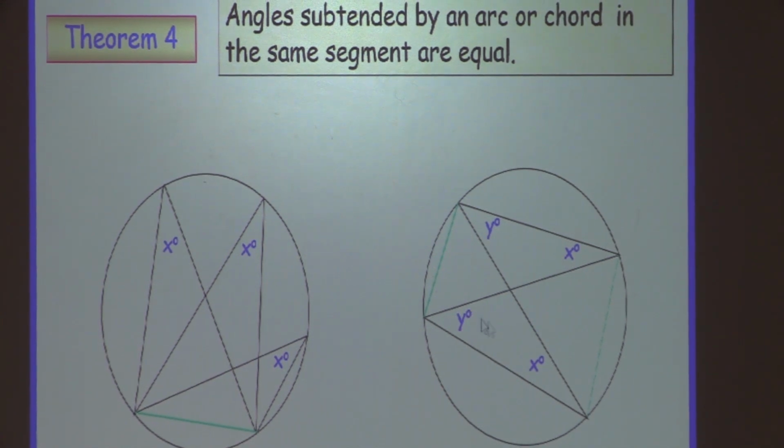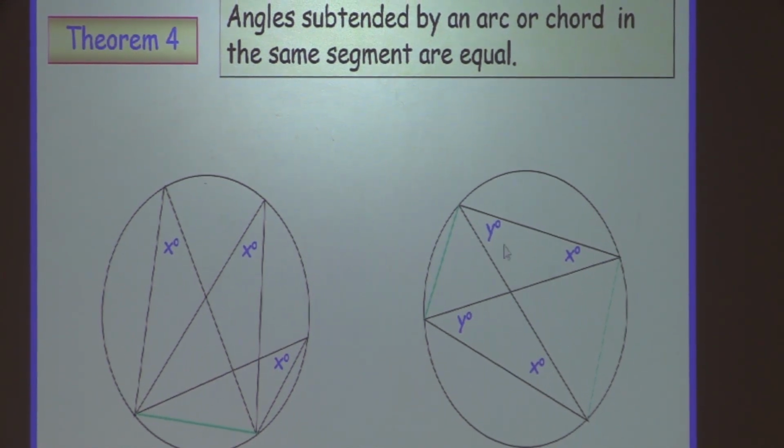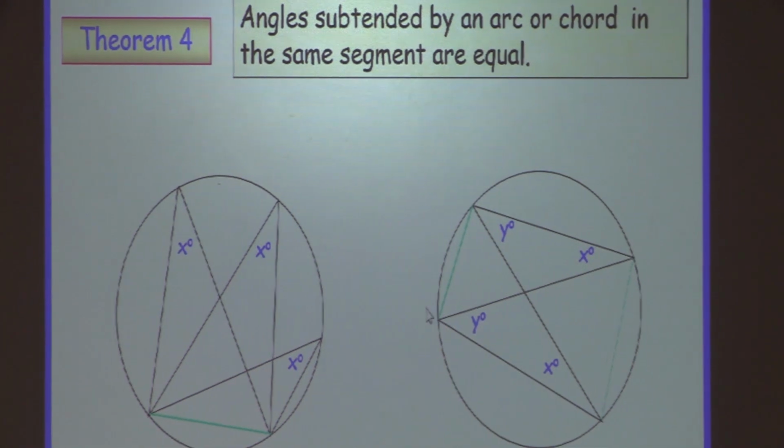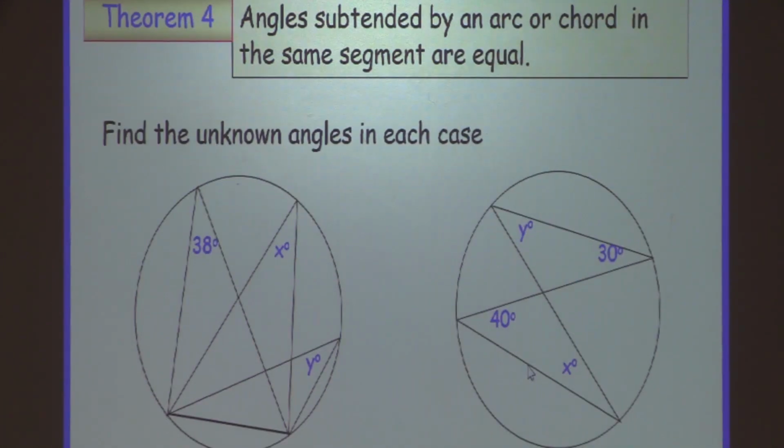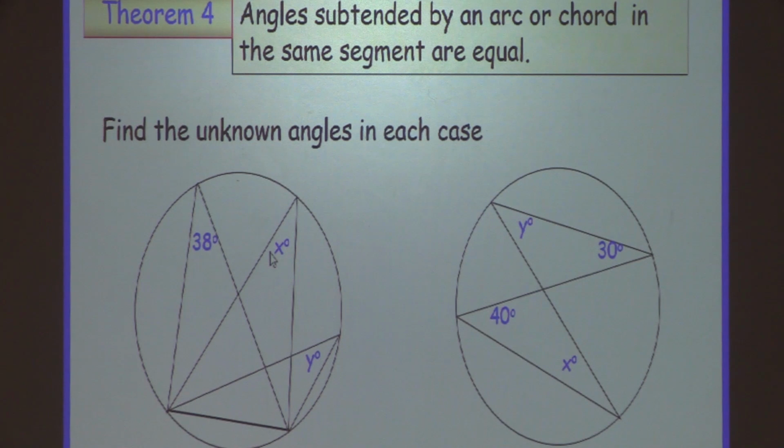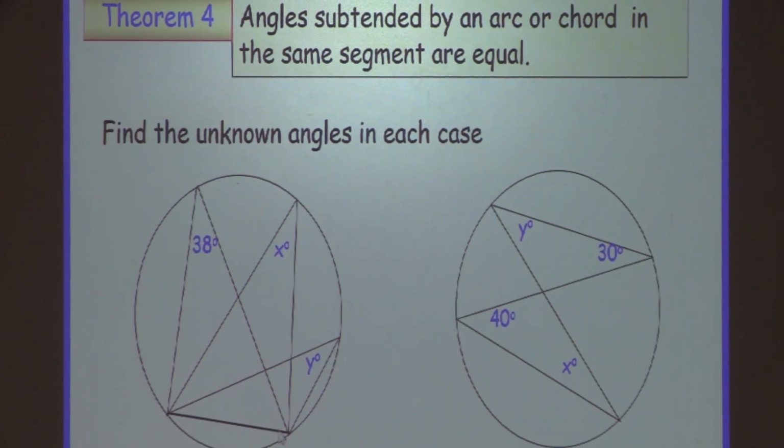So this one equals this one because they come from this arc, or if I'm coming from this side, this one will be equal to this one. These two will be the same. Look at this angle. It's 38. It comes from this chord or arc. This chord forms that angle. The same chord also forms that angle. So this one is also 38. And this one will also be 38 because it is subtended by the same arc or chord.